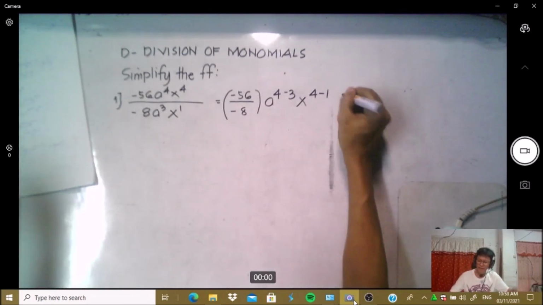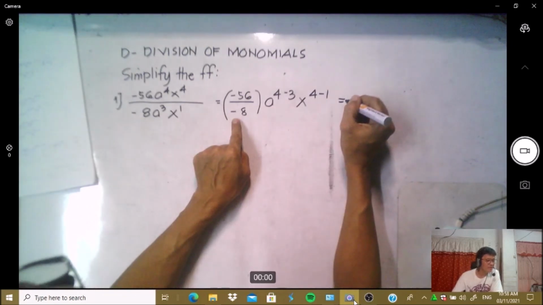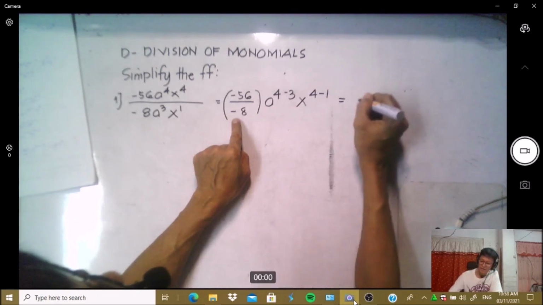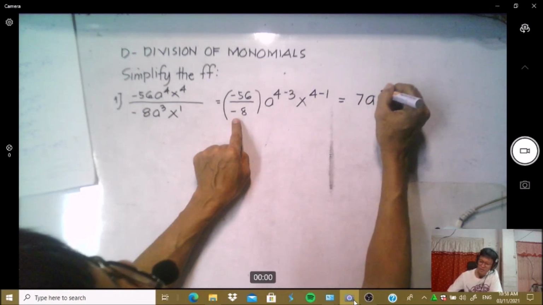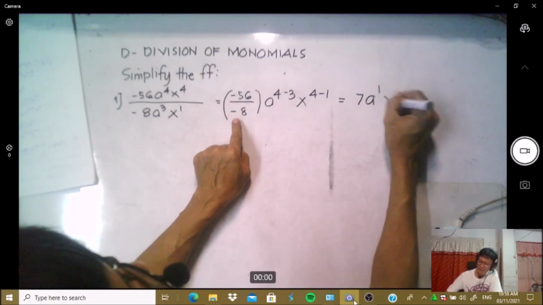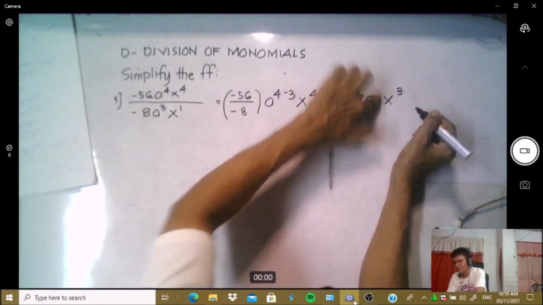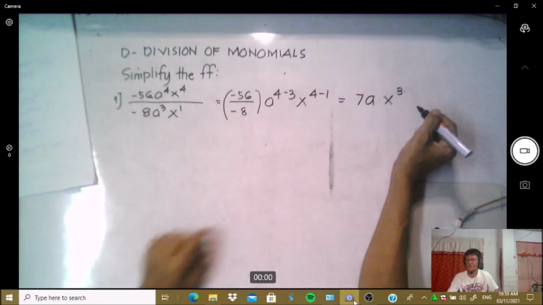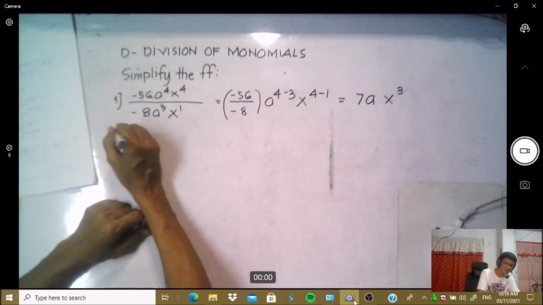Okay, so we have negative divided by negative will be positive, and 56 divided by 8 is equal to 7. Then we have 4 minus 3 is equal to 1. Then x raised to 4 minus 1 is equal to 3. But we don't need to write 1 there. So our answer is 7ax cubed. That is our final answer.